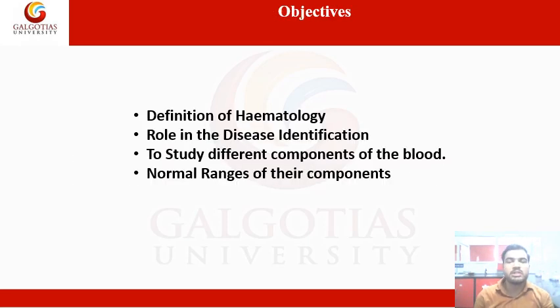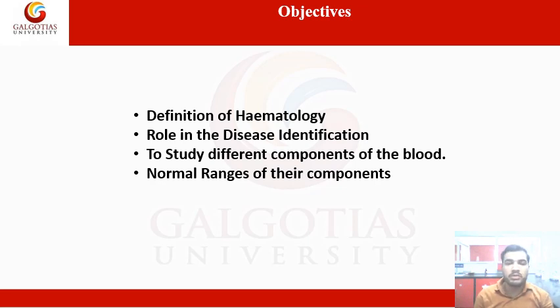Now we are going to discuss the objectives. What are the objectives of this unit? First of all, we need to study the definition of hematology, the role of hematology in the identification of diseases, and the different components of the blood, means the cellular components, plasma, and all these things.